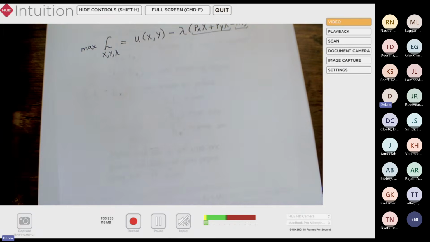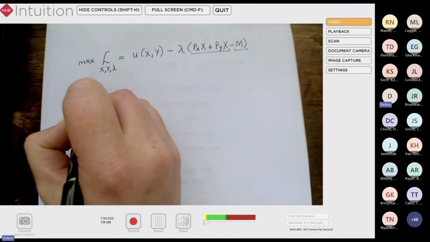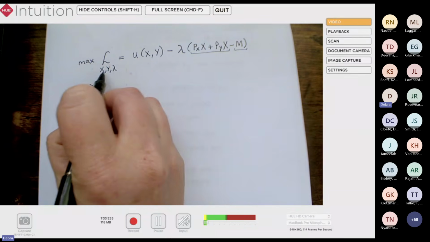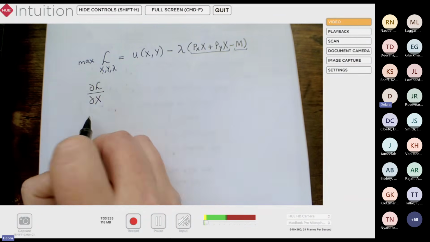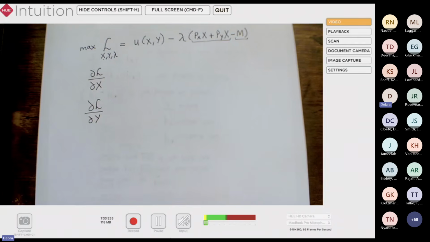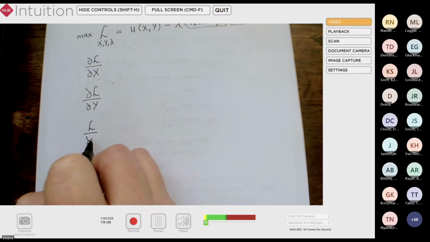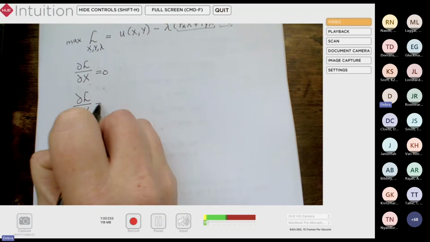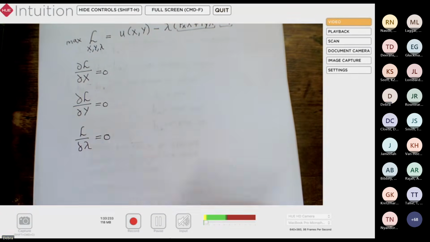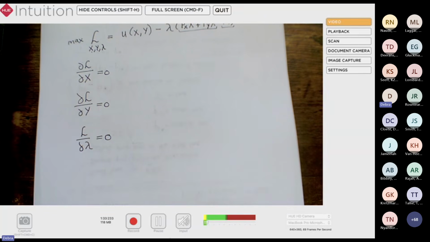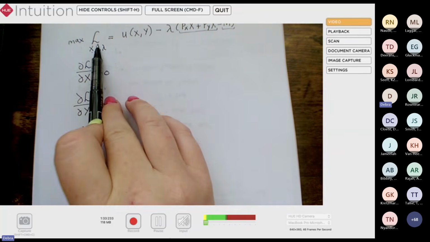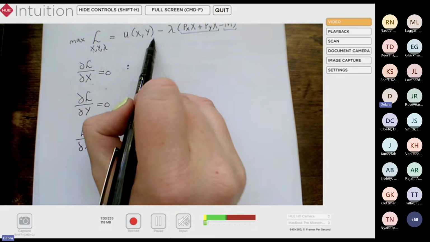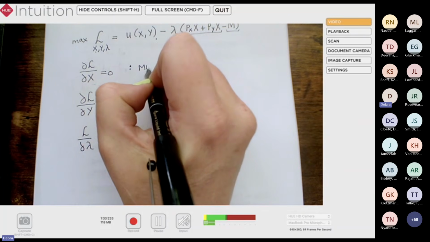So when we do a Lagrangian, we take the partial derivatives of this Lagrangian with respect to each of our variables that we need to optimize on. So the things we need to find maximums for. So we're taking 3 partial derivatives. And we need to take these partial derivatives and set them equal to 0. So if I take the partial derivative of this Lagrangian with respect to x, the partial derivative of a utility function with respect to x is the marginal utility of x.